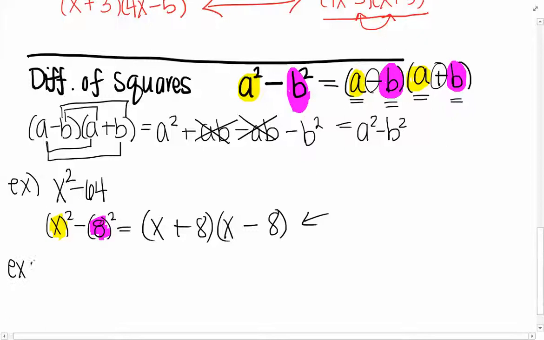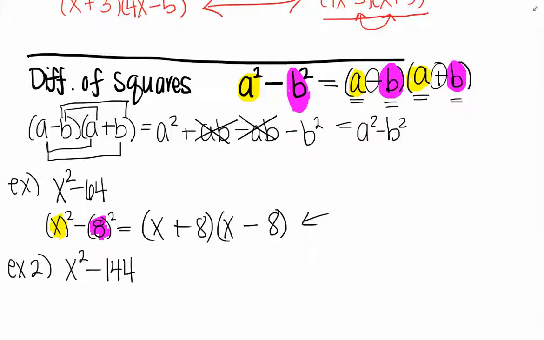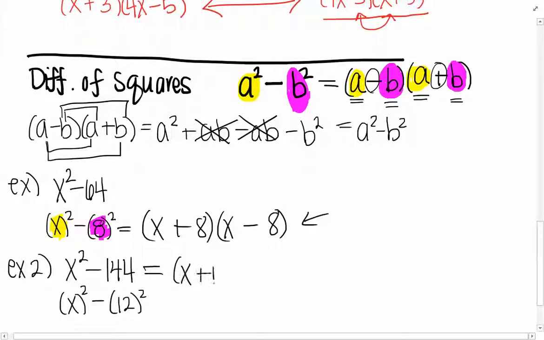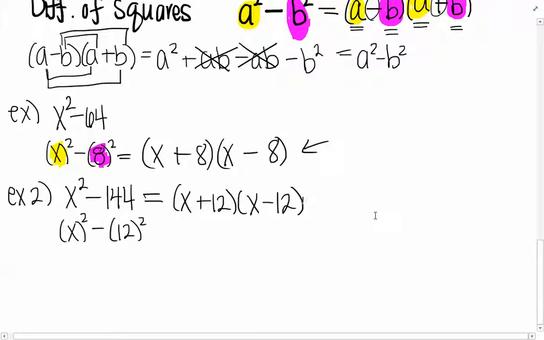Let's try another one. How about you try this one, pause the video, and then see if you got it right. Okay, so first of all, you have to recognize it's an x squared minus 12 squared. So it's going to be x plus 12, x minus 12. Did you get it right? If not, try to analyze why. Did you not know that 144 was a square of 12? So just maybe check out all of your squares.